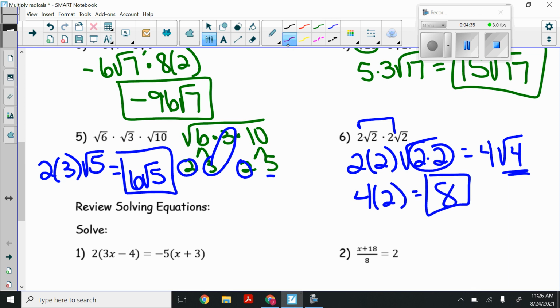So this is, do you remember the trick? If I multiply a radical by itself, I just have the radical, the number underneath the radical. So the square root of 2 times the square root of 2 is just equal to 2. Right? The square roots cancel each other out.